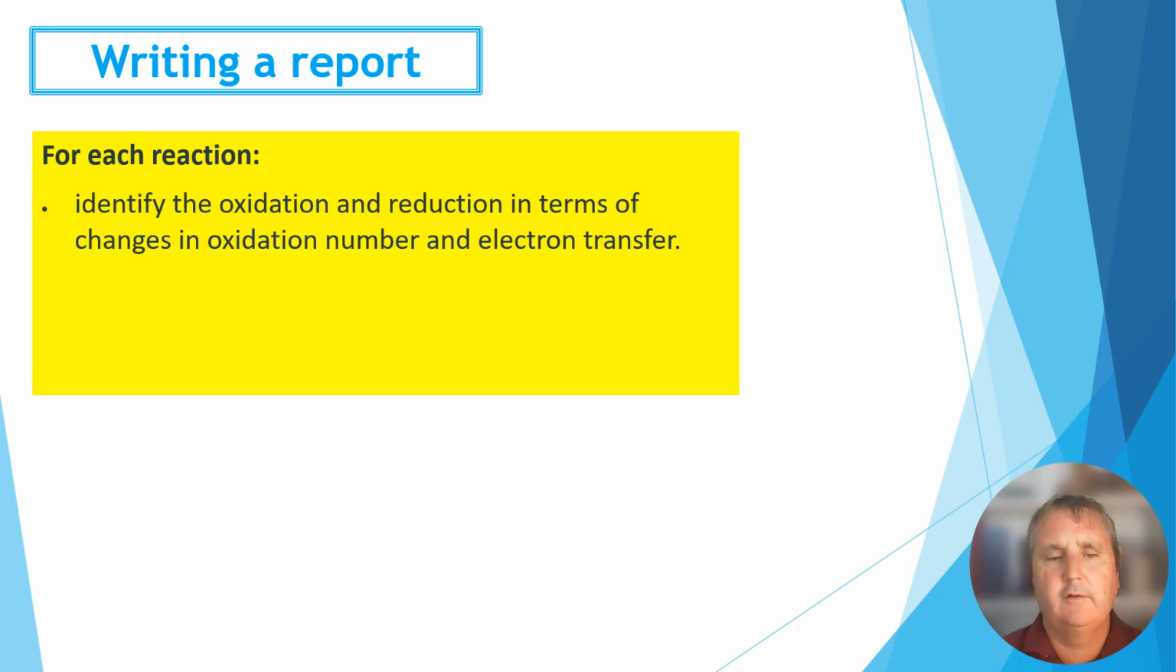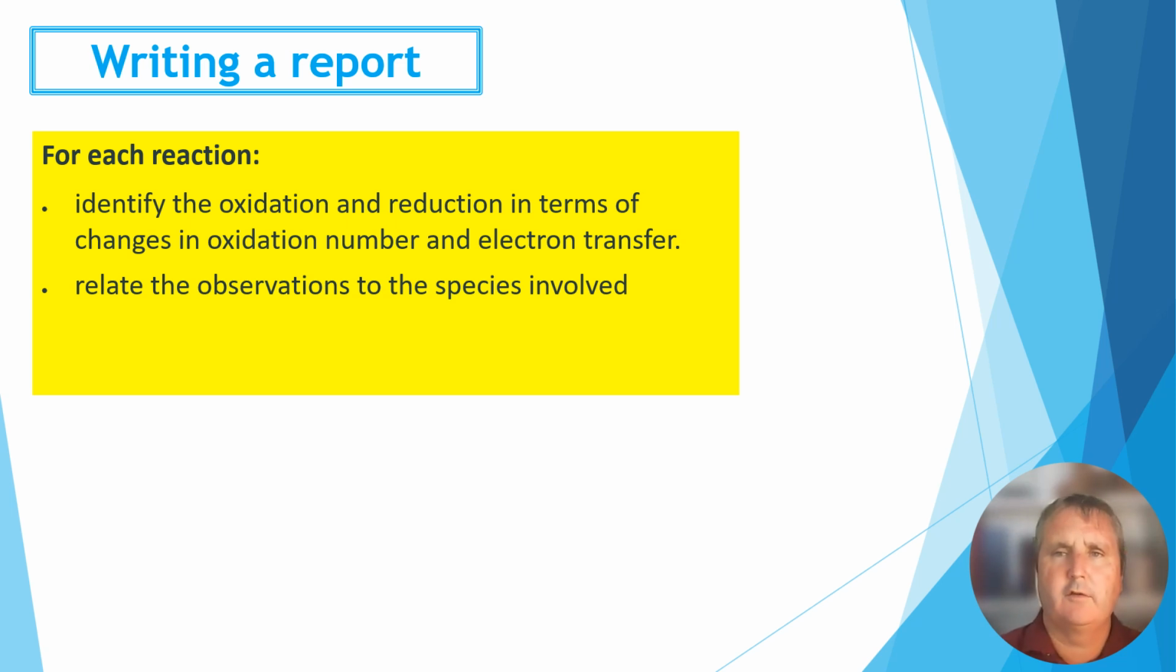The first one is identifying oxidation and reduction, or the reductant and the oxidant, in terms of both the change in oxidation number and the loss or gain of electrons. The second point is that in this report we're going to relate what we observe to the species that are present at the start, or the species produced in the reactions. And the final thing we're going to have to be able to do is write balanced half and overall equations. So we'll be going over all of these three points in this video.